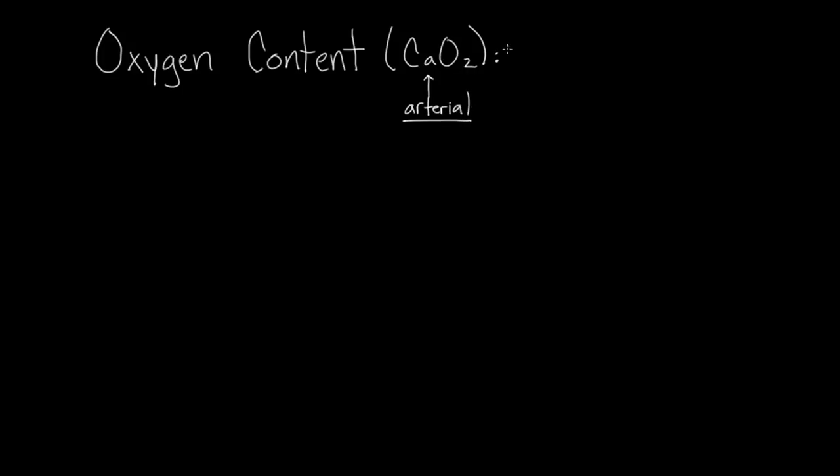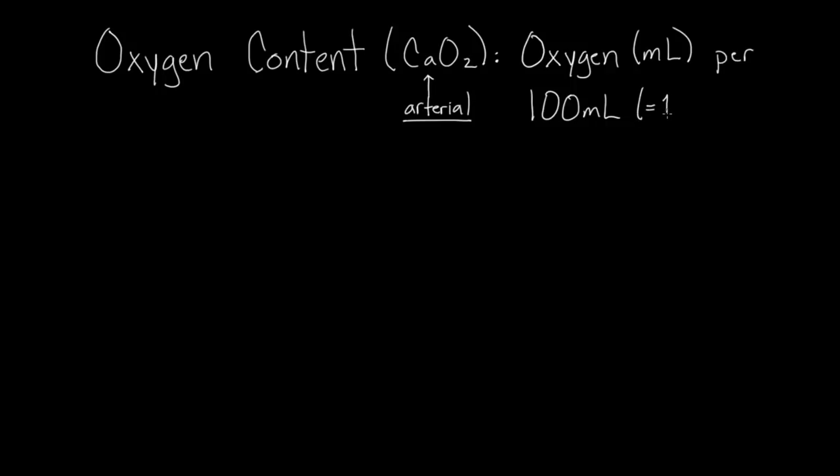So what it means exactly, and the way we think of it is, how much oxygen is there? We measure it in milliliters per 100 milliliters of blood. So per 100 ml, and sometimes you might see deciliter instead of milliliter. Let me just quickly jot that down. That equals 1 deciliter per 100 milliliters of blood. So this is the definition.